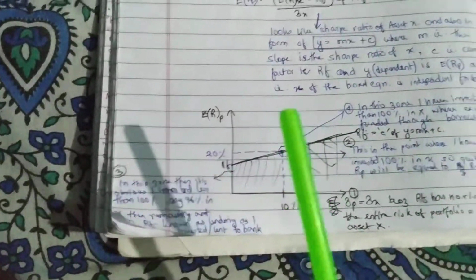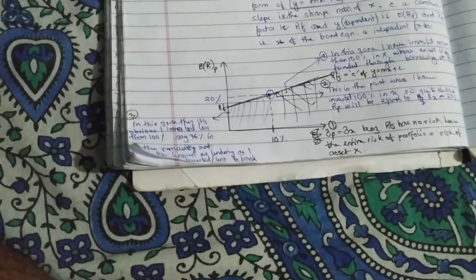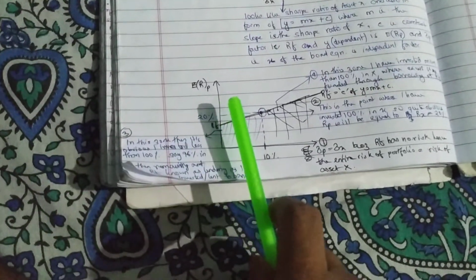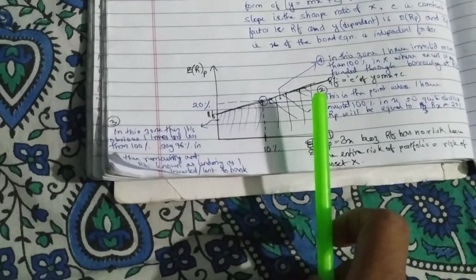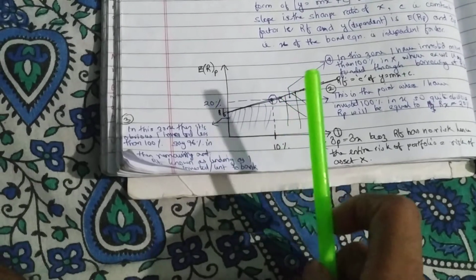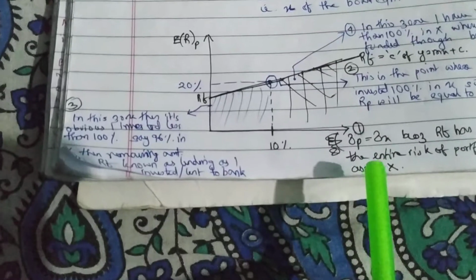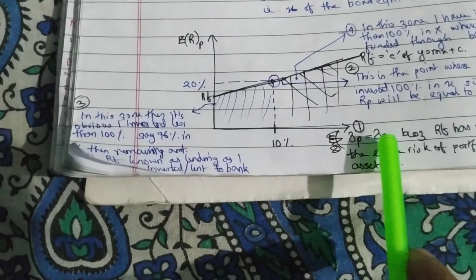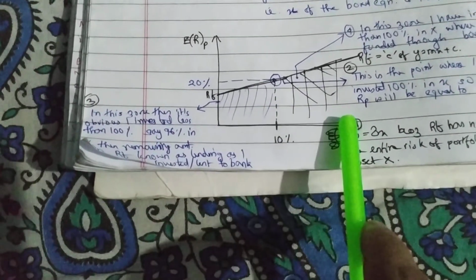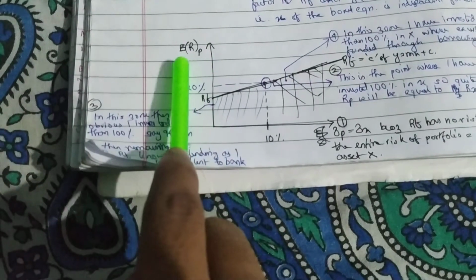Now let us look at the graph from the above. As I said, when I'm combining a risky asset with a risk-free asset, the risk of the portfolio shall be equivalent to the risk of the risky asset. So there is no harm in calling the risk of the portfolio the risk of the risky asset. On the x-axis we have plotted the risk of the portfolio, and on the y-axis we have plotted the expected return of the portfolio.